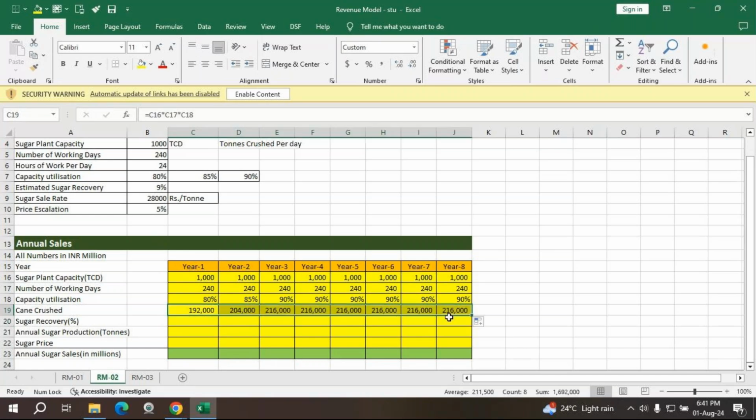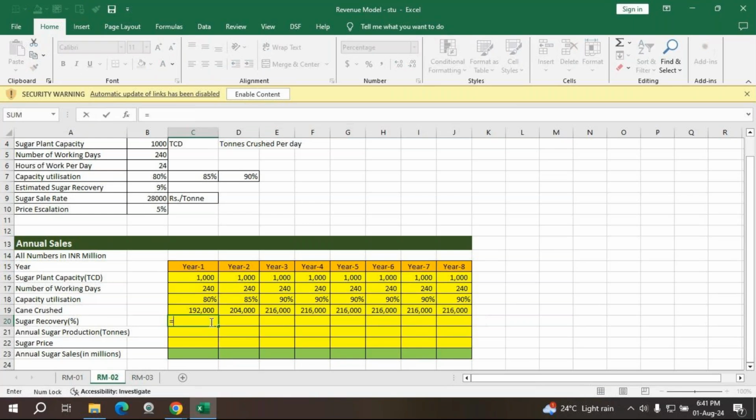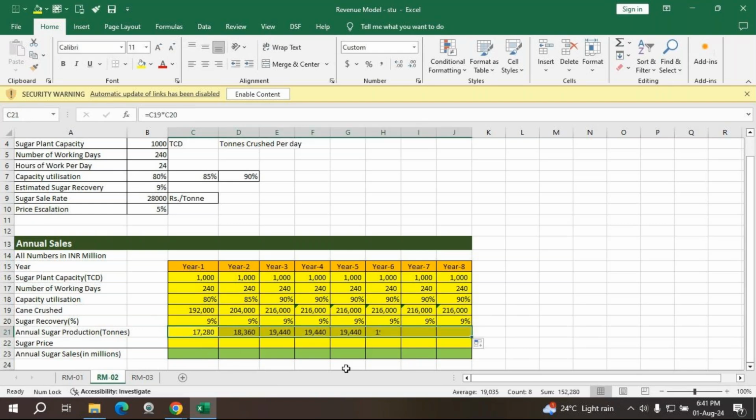So that is done. Now sugar recovery. They are telling we are able to recover 9% of the sugar, and there are no changes in this. It is going to remain the same for every year, so I'm going to take 9%. Now annual sugar production will be equals cane crushed into sugar recovery. I'll come here and drag this too.